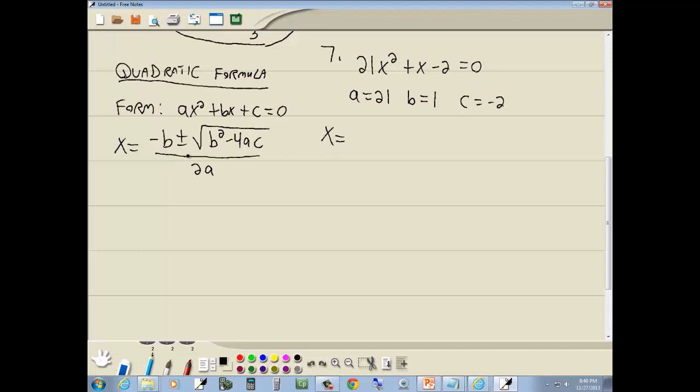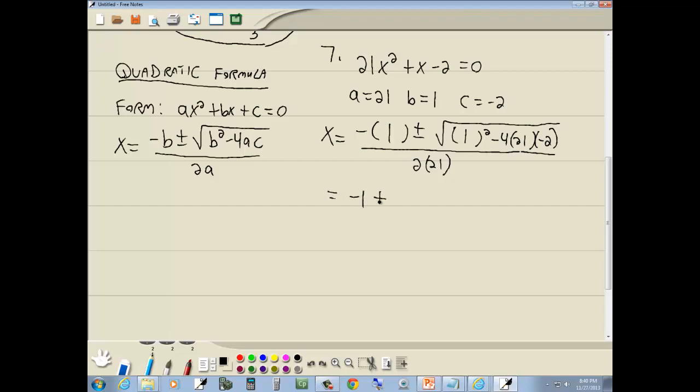Now I'm going to go through this formula here and replace my variables with parentheses. Everything else is going to remain as is. This helps reduce sign errors if you do this. So the negative is there, the plus or minus, square root, the second power, the minus 4, the 2 down here. Just replace the variables with parentheses. Where our b was, we'll put in 1. Where our a was, we'll put in 21. And where our c was, we'll put in negative 2.